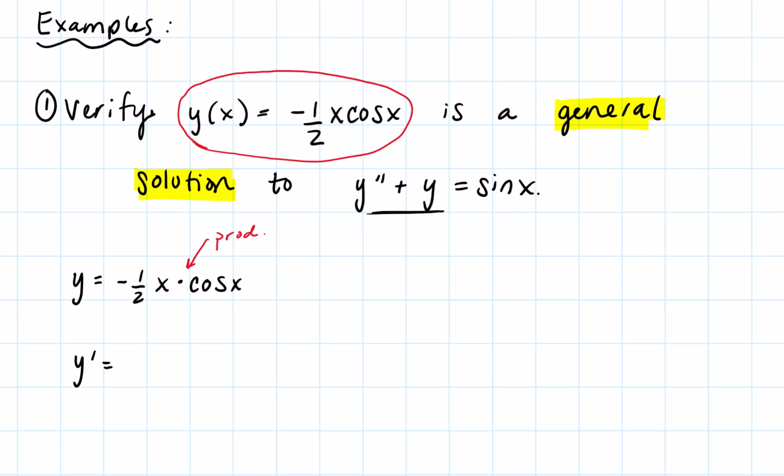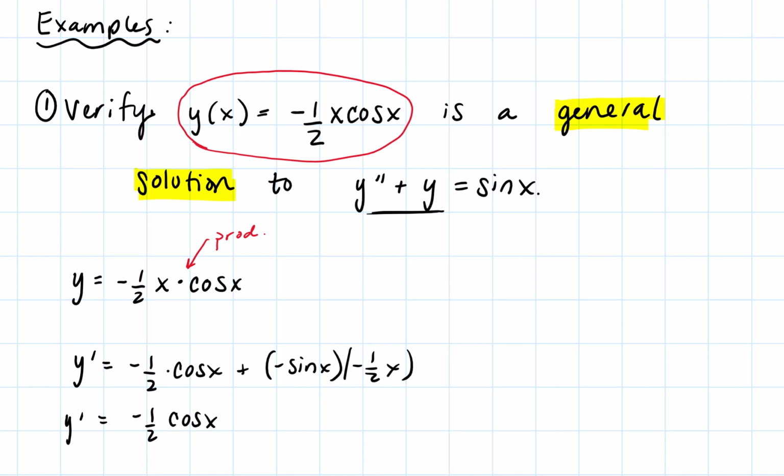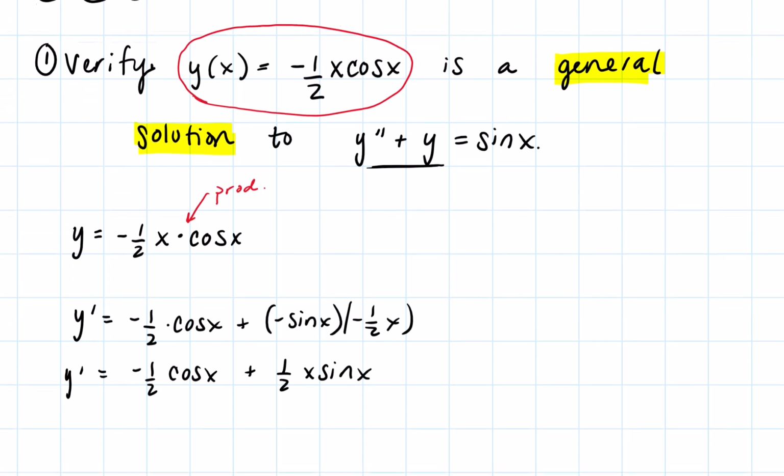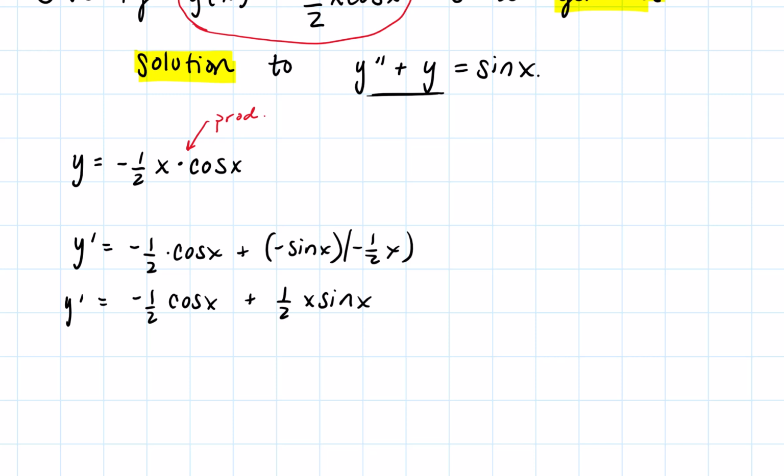So we take the derivative of the first, we get minus 1/2 times the cosine of x. Then we take the derivative of the cosine, which is minus sine of x, times minus 1/2 x. Let's just simplify that before I find the second derivative. So we get minus 1/2 cosine of x plus 1/2 x sine of x. That was the first derivative. Now let's find the second derivative.